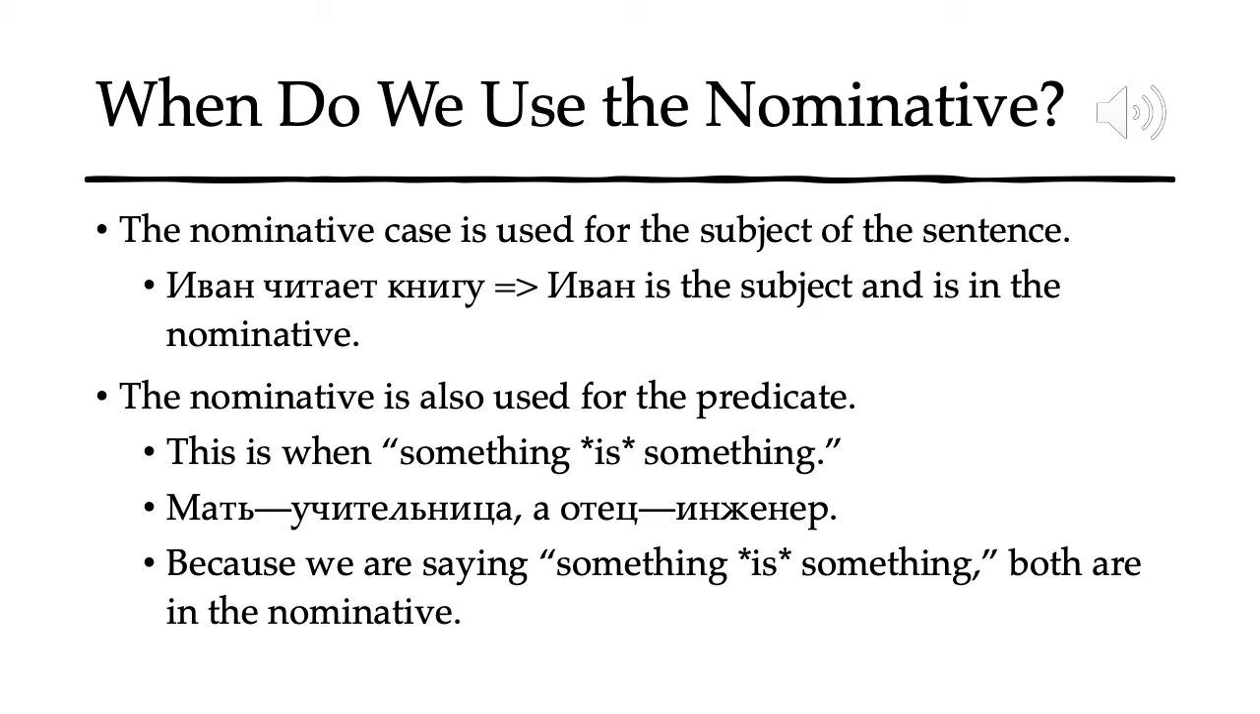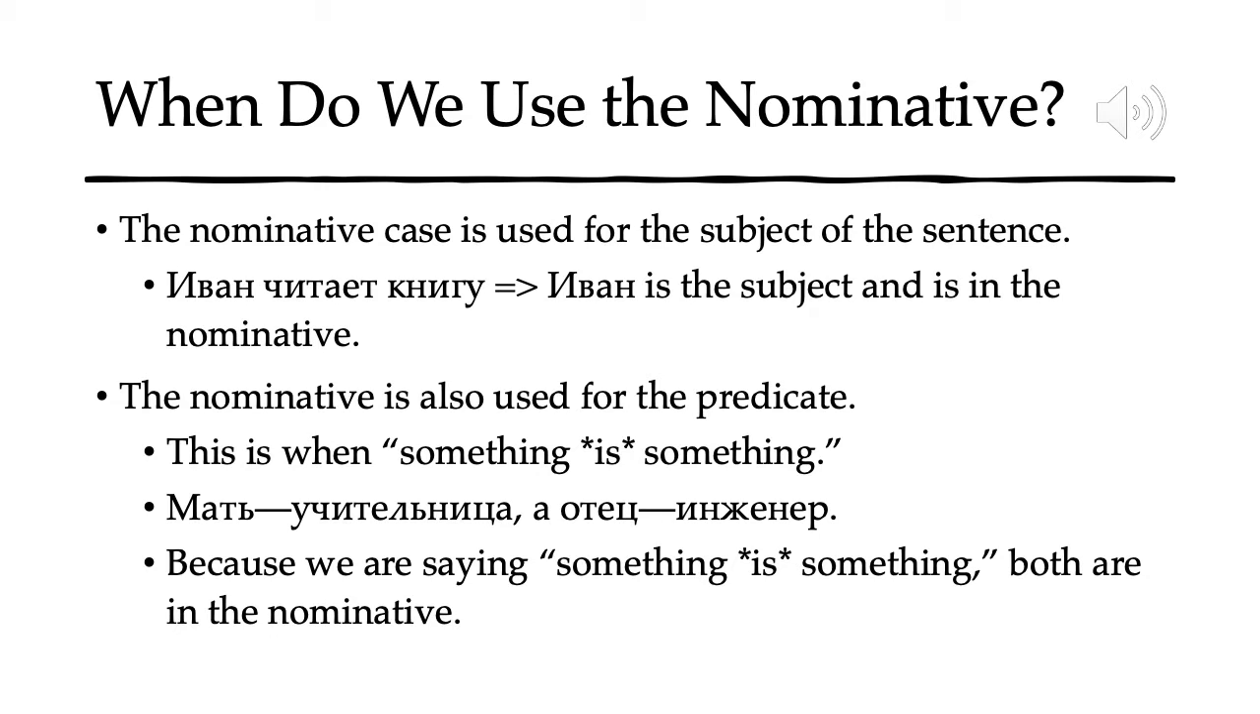Let's start with a quick overview of when we use the nominative. This is pretty straightforward. The two main uses of the nominative are as the subject of a sentence and in certain forms of the predicate. So the subject of the sentence is, for example, the subject of a verb. If we say, for instance, Ivan читает книгу, Ivan is the subject of the sentence and is in the nominative.